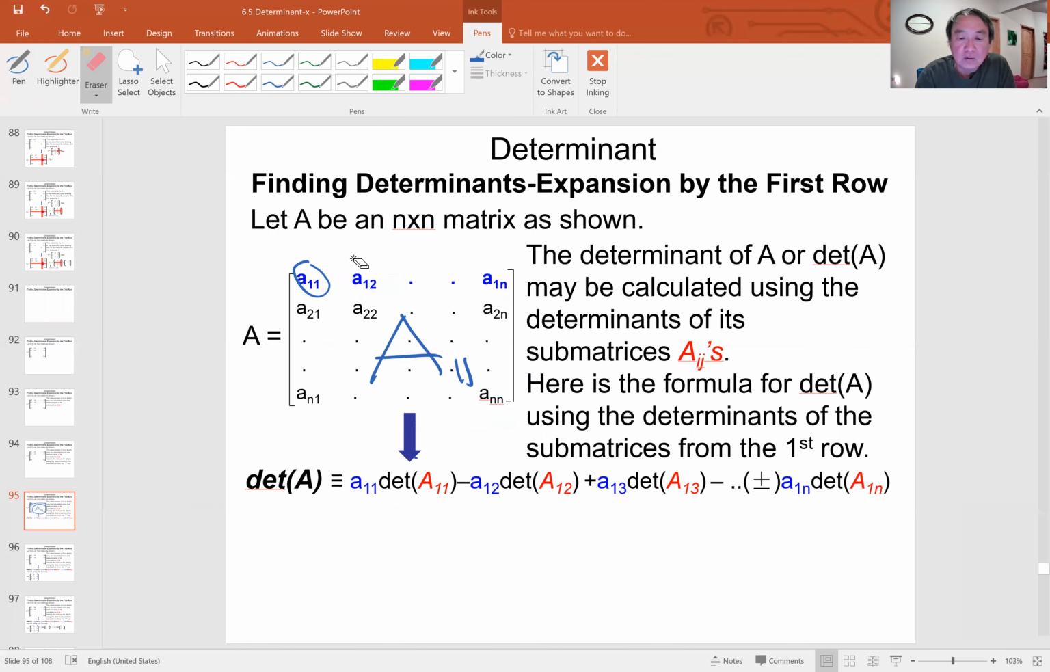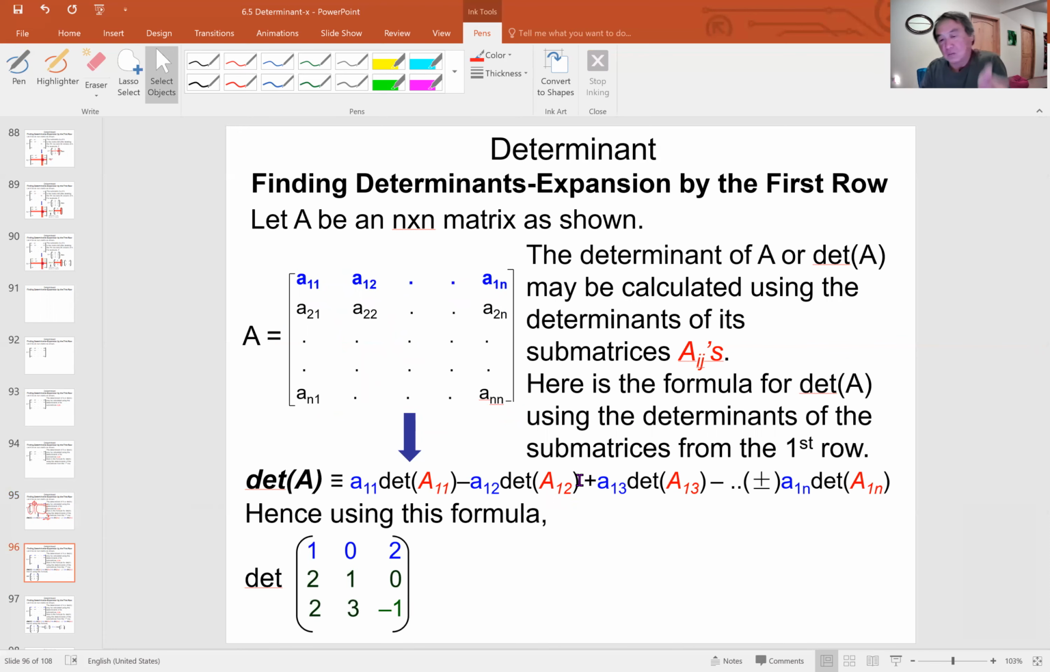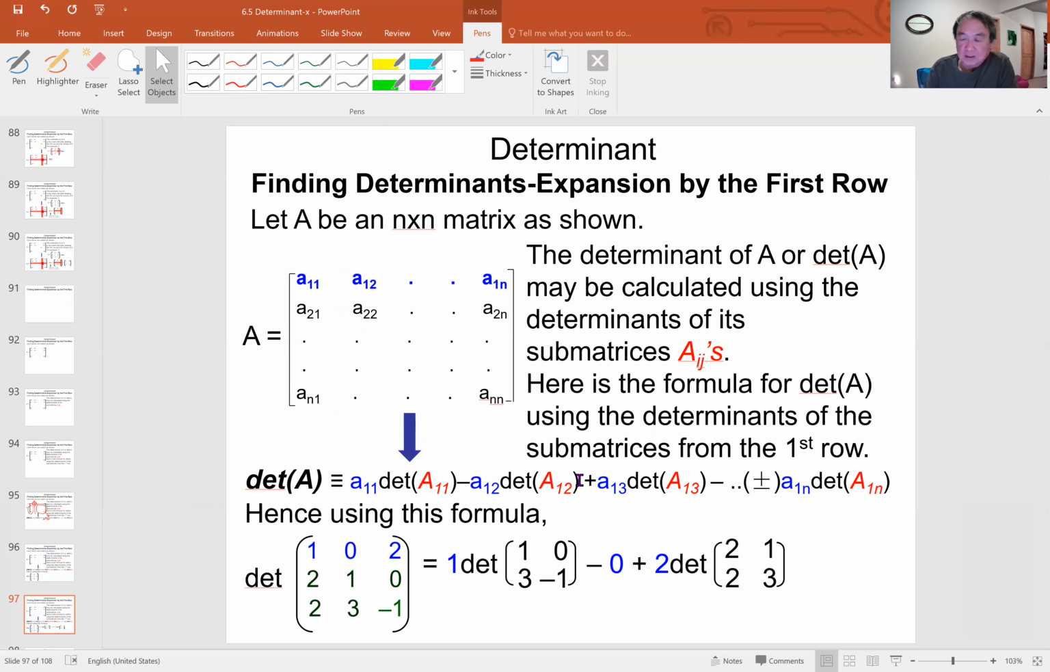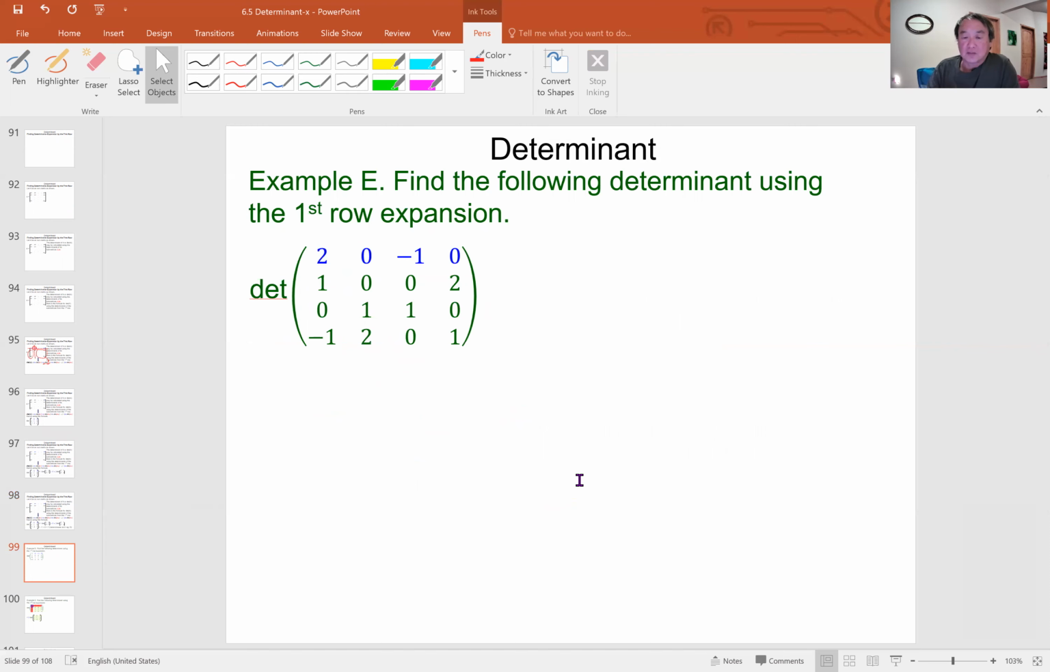And then we go on to the next term, where you cross that out, and what's left over is here and here. That's the A12. You take the entry A12 multiplied by the determinant of that, and that's a number. And then you go down the row until you exhaust all the entries in the row. So using these formulas, that's where we get the 3x3 expansions. And here's a 4x4 expansion.